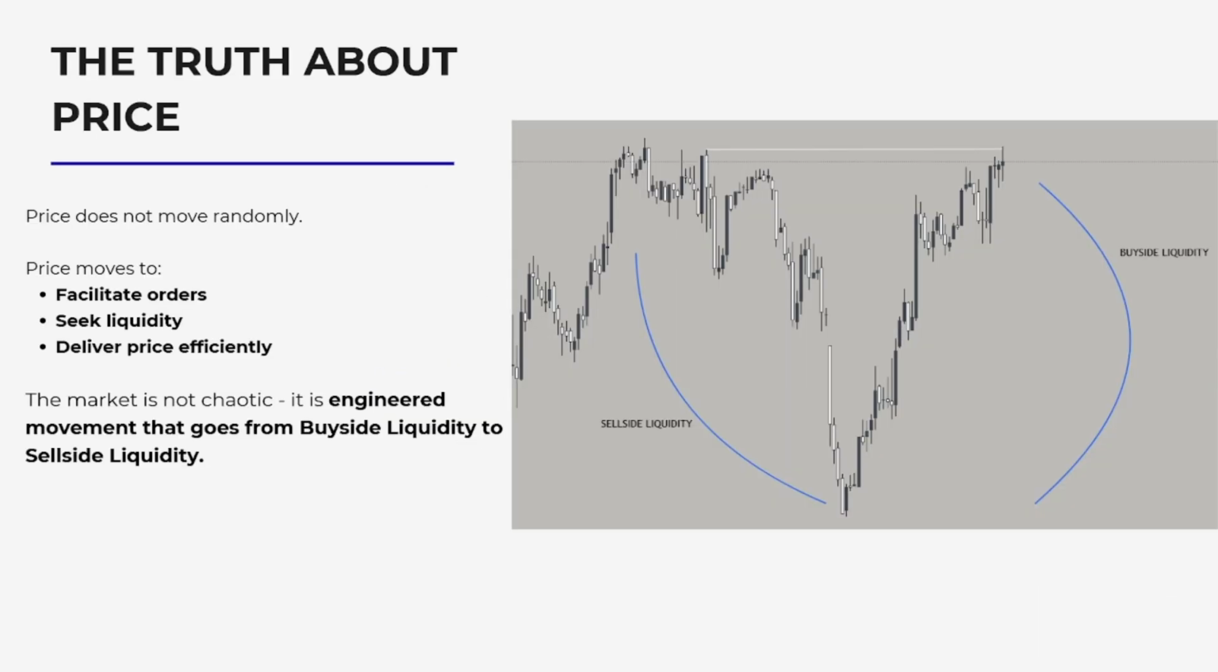Now, the truth about price is that honestly, it doesn't move randomly. Okay, price moves to facilitate orders, seek liquidity, and deliver price efficiently. It's not chaotic. It is engineered movement that goes from buy side liquidity to sell side liquidity. And here in this image, you see where we've built sell side liquidity. After sell side liquidity is taken at the lows, then there's where buy side liquidity is taken to continue to, again, just generate the liquidity that needs to be placed in the markets.